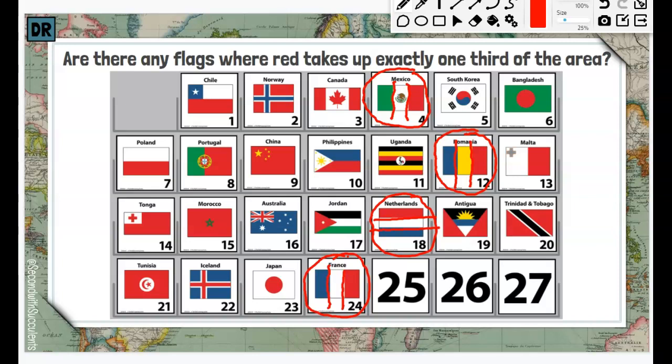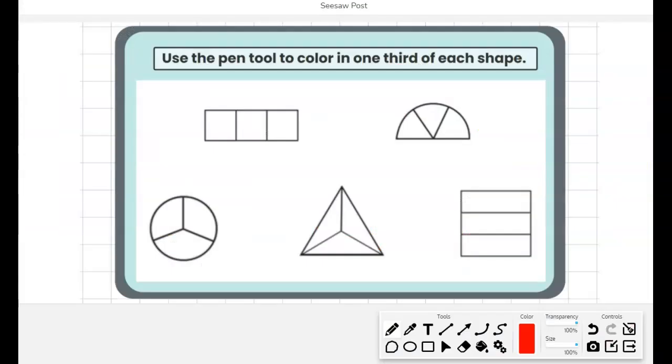You are going to have a little more practice with thirds in Seesaw today. Now you will work to color in 1/3 of each shape. This will give us practice to how we see thirds a little differently in different shapes. Take the pen tool and color in 1/3 of each shape you see. Now this shape down here looks a little bit like some of our flags. So we would take our pen tool and just color in 1/3 as neatly as we can.